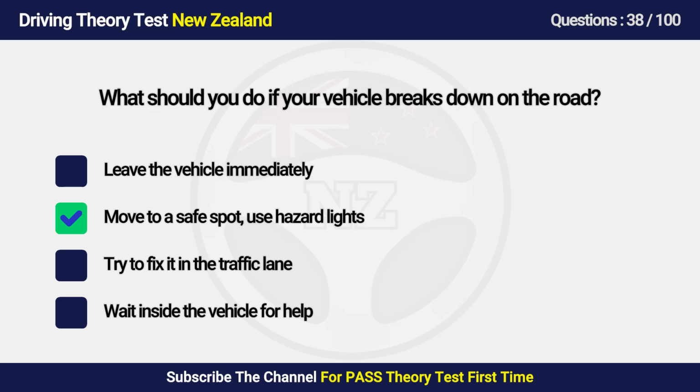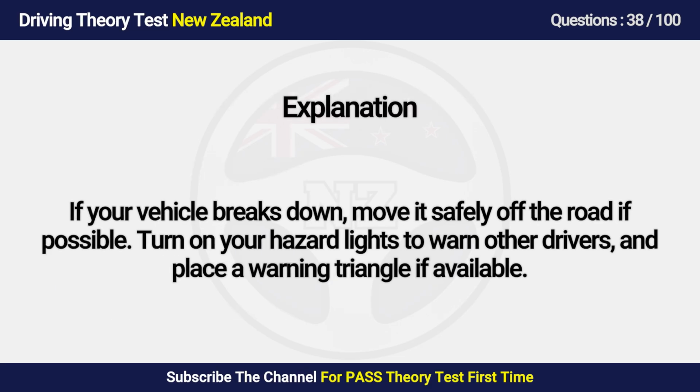Answer is B. Move to a safe spot, use hazard lights. If your vehicle breaks down, move it safely off the road if possible. Turn on your hazard lights to warn other drivers, and place a warning triangle if available.